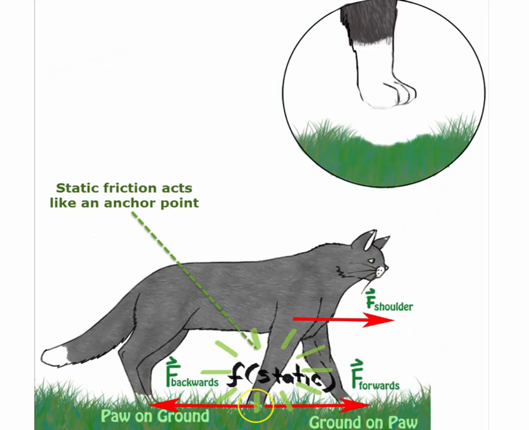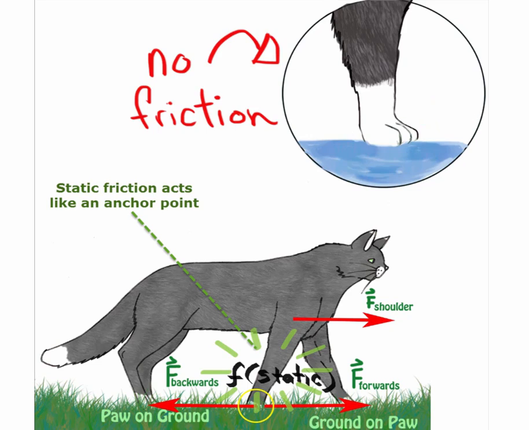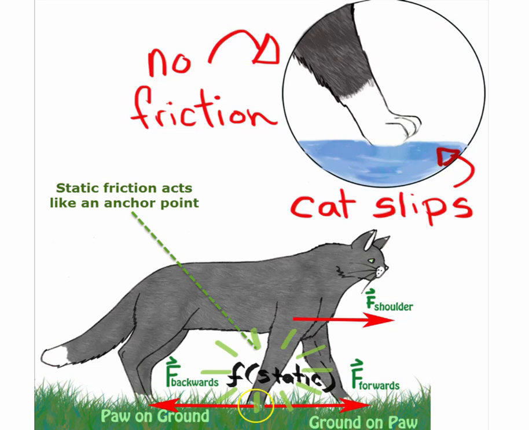Now, let's say we didn't have this static friction. What would happen? So first we have our cat taking a step and static friction acting like an anchor point when the paw has contact with the surface. But without this static friction, it would actually be quite difficult to walk, and more like walking on ice, with the cat ending up slipping because there is no anchor point and therefore there is no support.